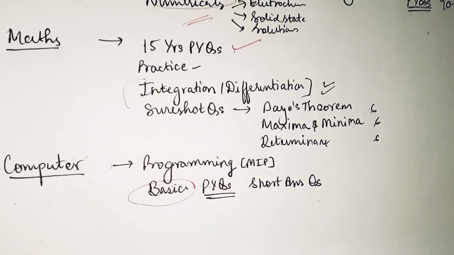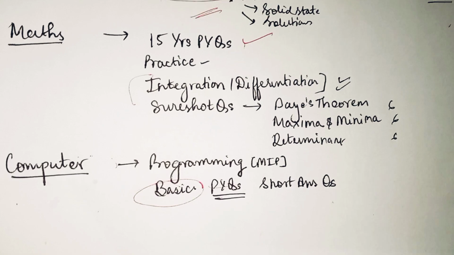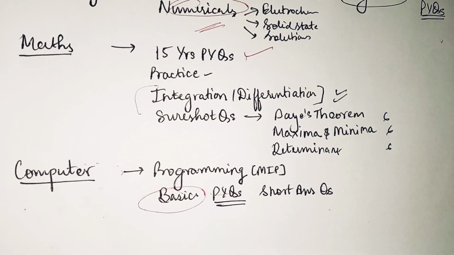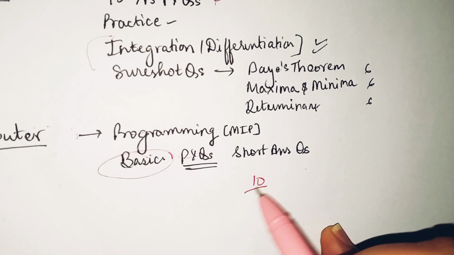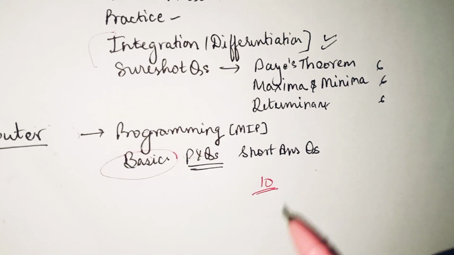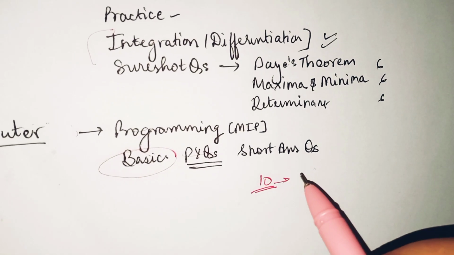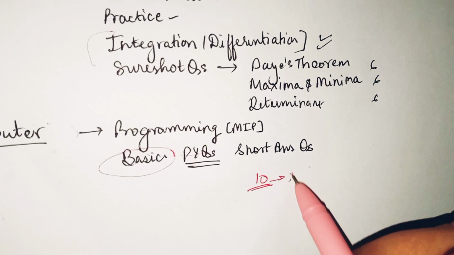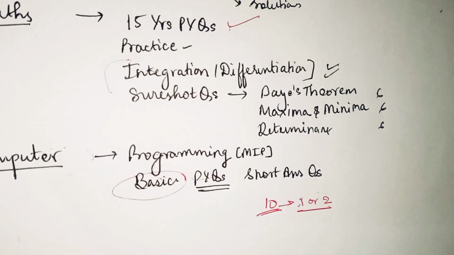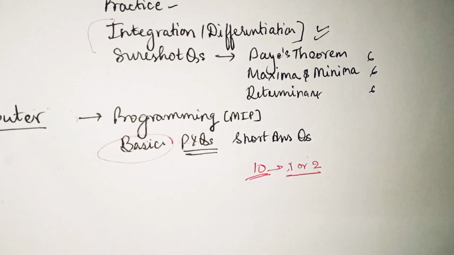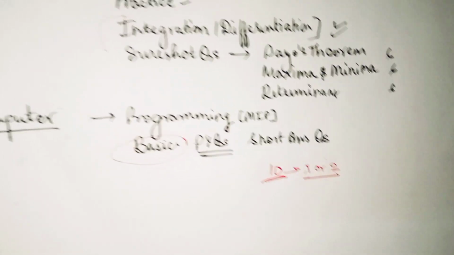Like binary search and selection sort, they'll help you in some of the programs. Suppose a 10-mark program is there in your paper, they will deduct only 1 or 2 marks if you have made any error, or maybe left out anything. They'll not deduct a lot of marks. It is a very scoring subject.